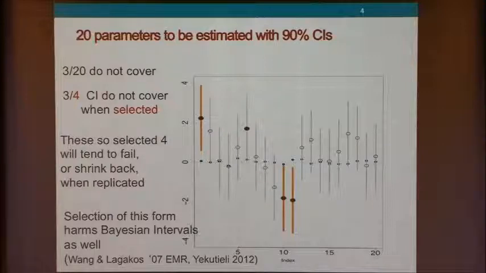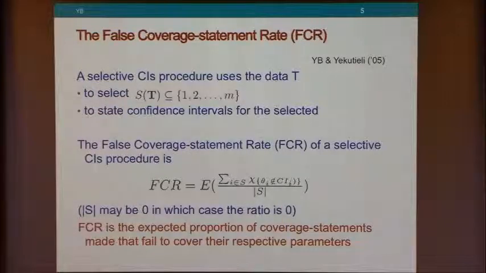Now, it's interesting that nothing is safe from this effect of selection. Even Bayesian intervals that seem not to be related to that may have the same phenomenon. And there's a paper by Wang and Lagakos, and more recently by Cutielli, explaining this point and making the distinction when it does and when it does not.